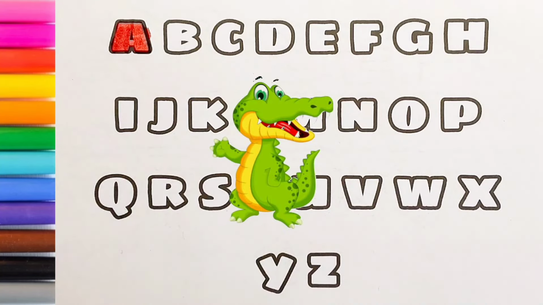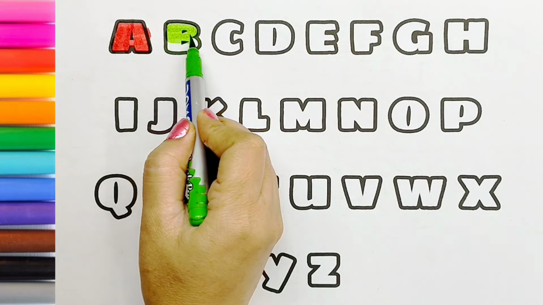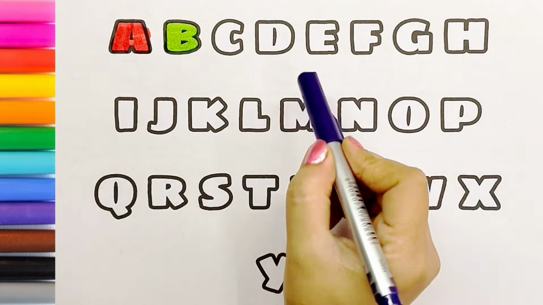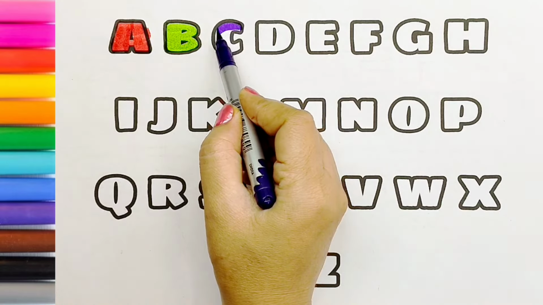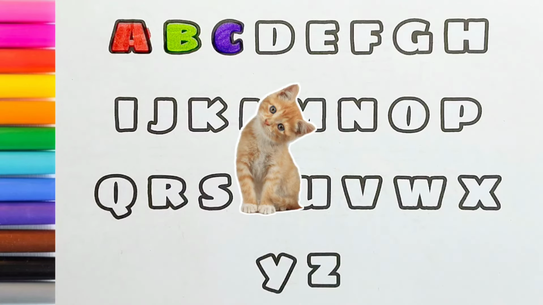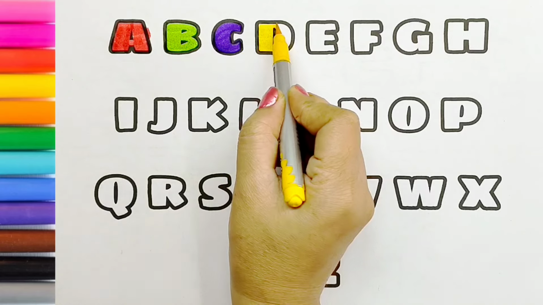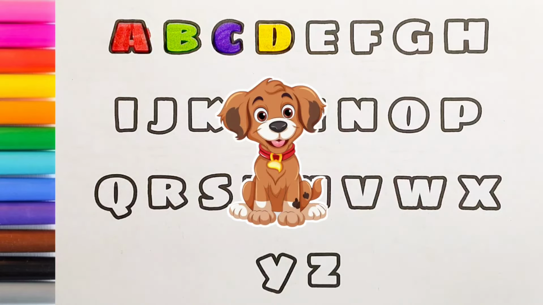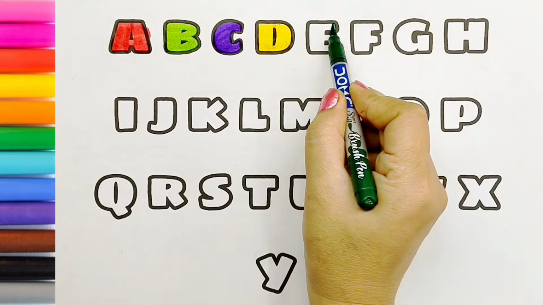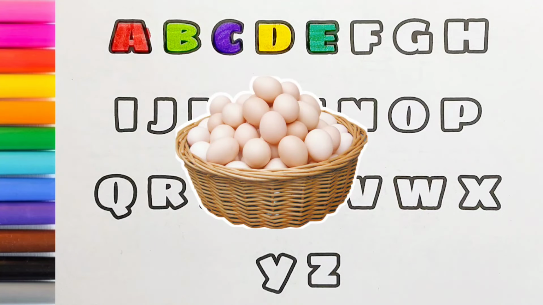Red color, A. A for alligator. Light green color, B. B for ball. Purple color, C. C for cat. Yellow color, D. D for dog. Dark green color, E. E for egg.